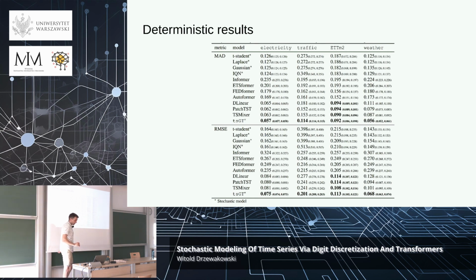Just a bit of clarification. Those are not like the newest models. I think PatchTST is 1.5 years old at this point, but it's fairly recent. Yeah, and not all of those are stochastic models. Some of those are deterministic models, and we compare our method on deterministic metrics in this table, just to show that even if our goal is to model the whole distribution, our model is still better at point-wise predictions than deterministic models.